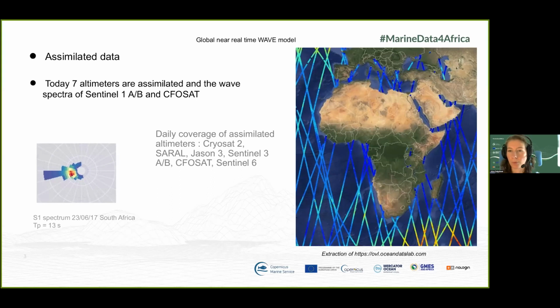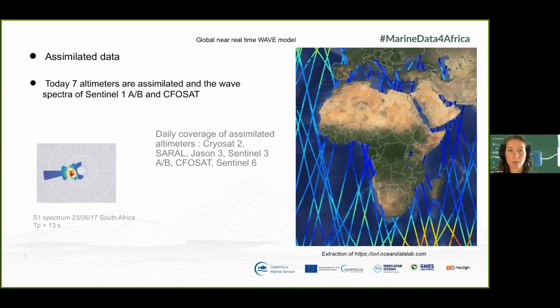And we use also a second kind of data, which are wave spectra. Annabelle also has presented it earlier. We use spectra from Sentinel-1 and from CFOSAT. You have here an example of a representation of a spectra. You have the wave energy distributed along frequency and direction, and it permits us to correct not only the wave height, but also the direction and the period of waves.